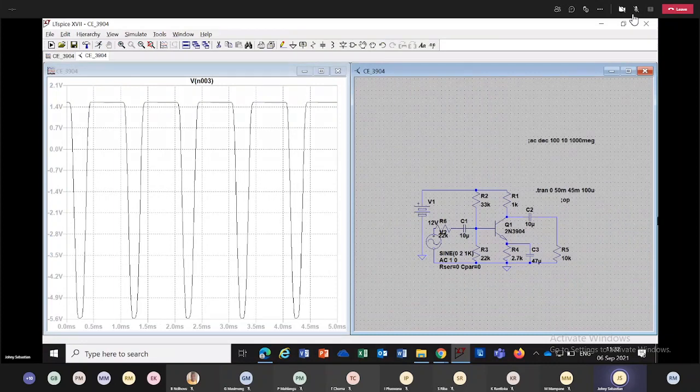See, on the negative side, there is no clipping. On the positive side, heavy clipping.